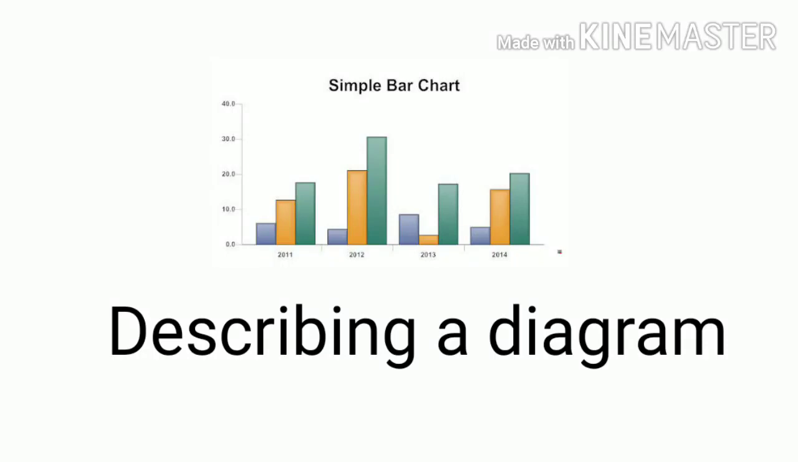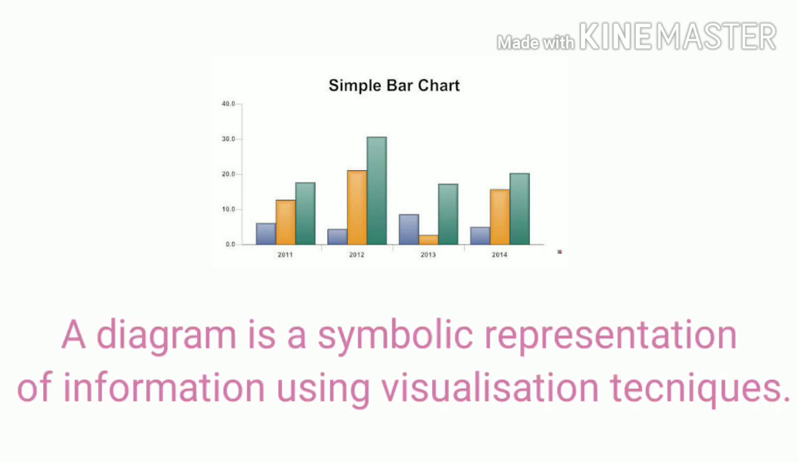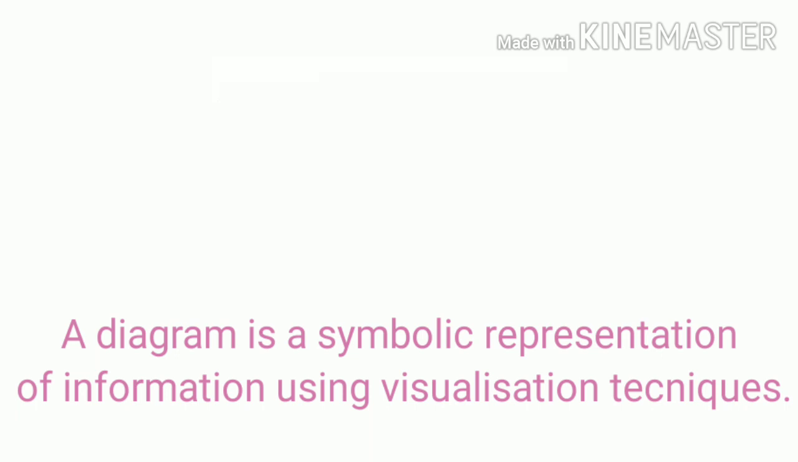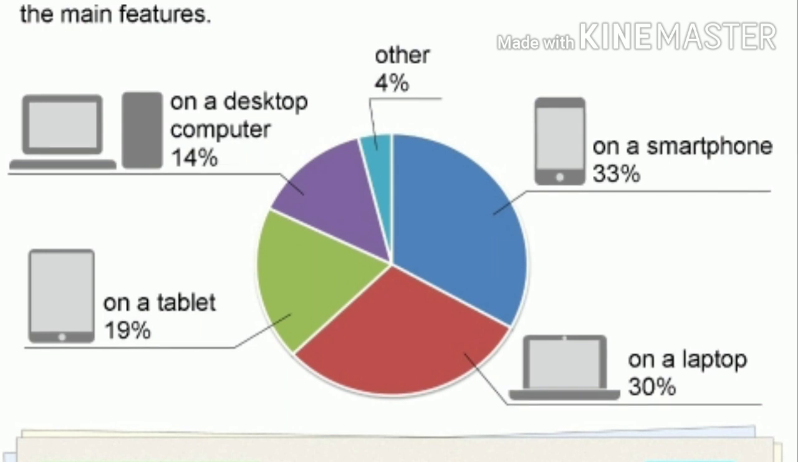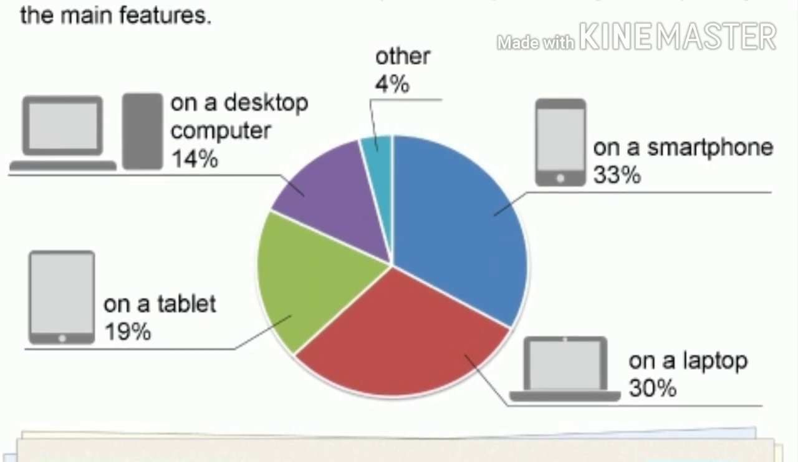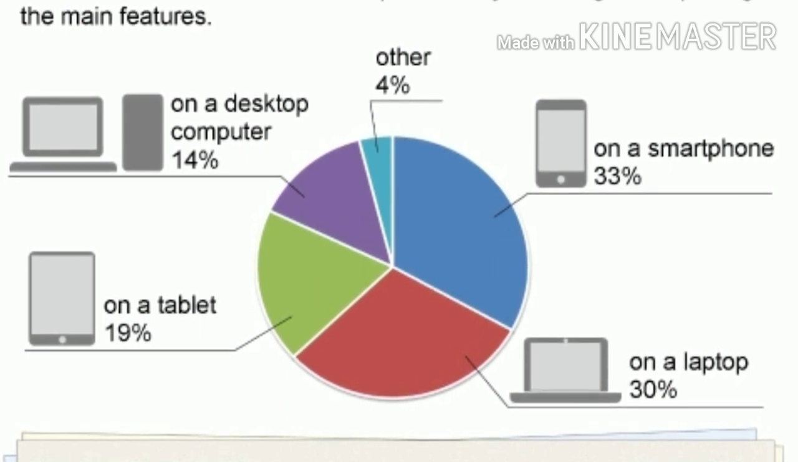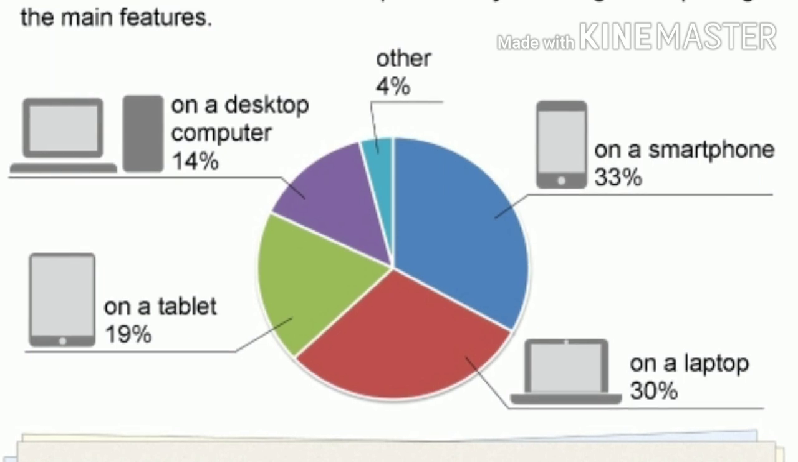Today we shall learn how to describe a diagram. A diagram is a symbolic representation of information using visualization techniques. So we can interpret a diagram in simple terms. We can say, describing a diagram.